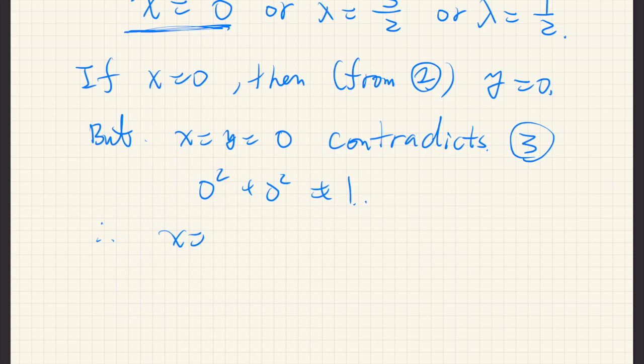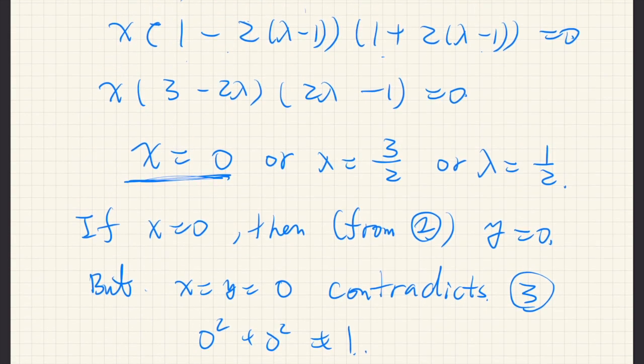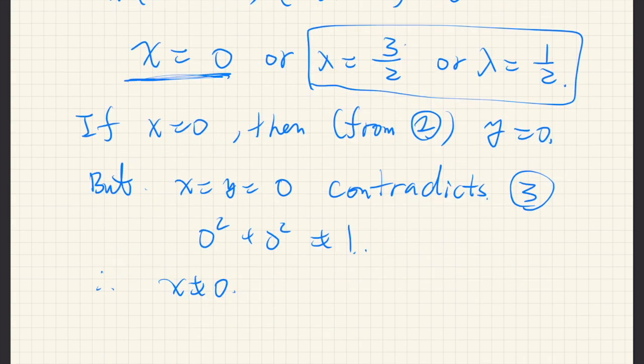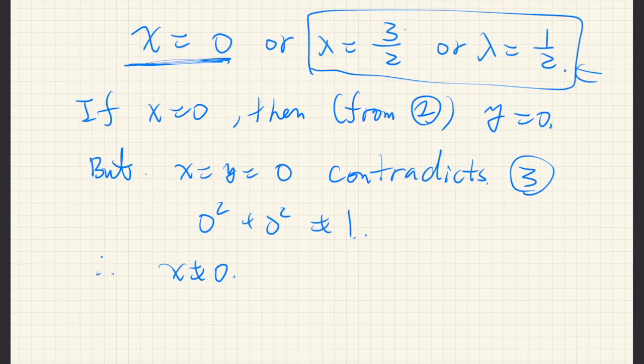Therefore, x is not equal to 0. So we have only two possibilities here: lambda equals 3 over 2 or 1 over 2. Okay, so let's consider these two cases.